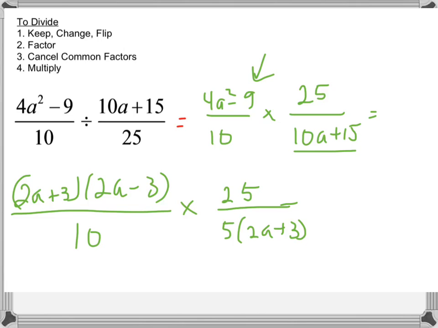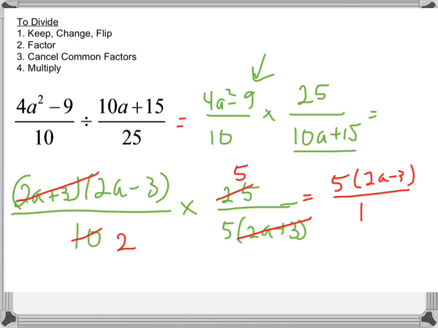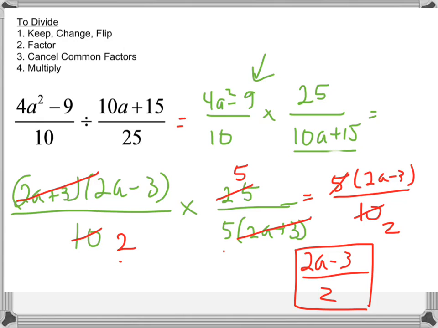Okay, now everything's being multiplied in the top and the bottom, so I can start canceling. Now 2a plus 3 is going to cancel with this 2a plus 3. And 10 and 25 share a factor of 5, so we're going to leave 2 and 5 here. So on the top, what you have is 5 times 2a minus 3 over 10 on the bottom, right? Because it's just 5 times 2. Now 5 and 10 share a factor of 5, so I can cancel this, leave a 1 there if I don't want to. And on the bottom, I divide 10 by 5 to get 2, so what I'm left with is just 2a minus 3 over 2. And that's it.